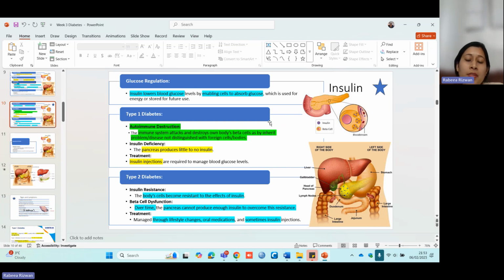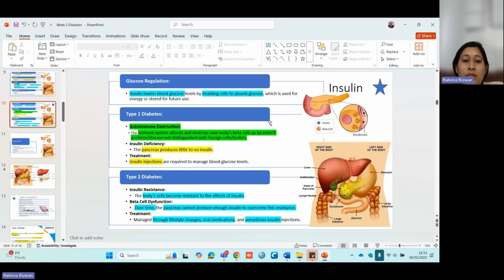While in type 2 diabetes, what happens? Insulin is defective or gets affected, or insulin resistance happens. Insulin resistance means that the body cells become resistant to responding to insulin. Insulin is there, but cells are not responding. They are not identifying insulin. And that usually happens because of high cholesterol, obesity, and different other factors.